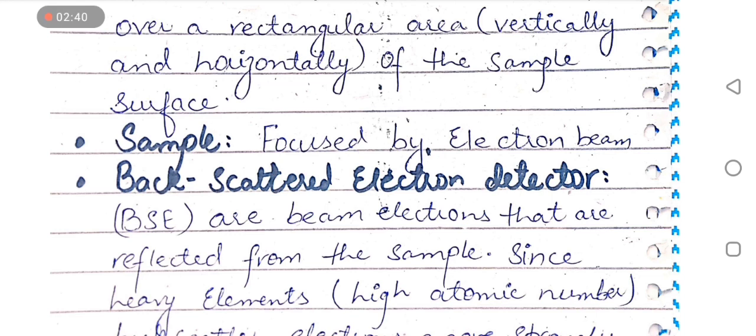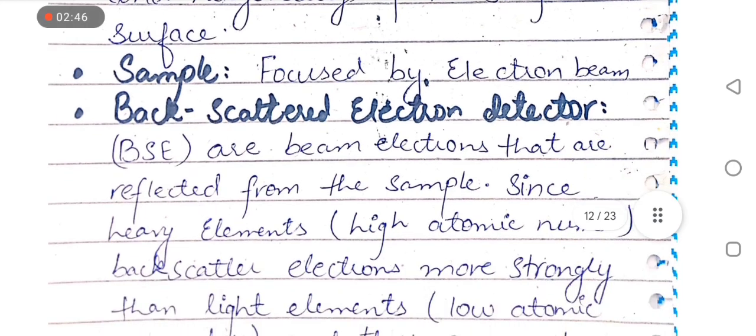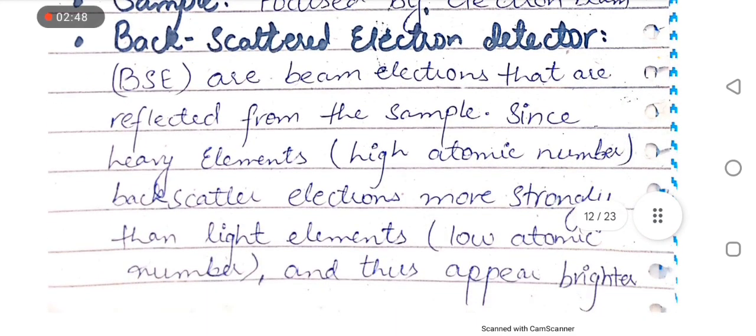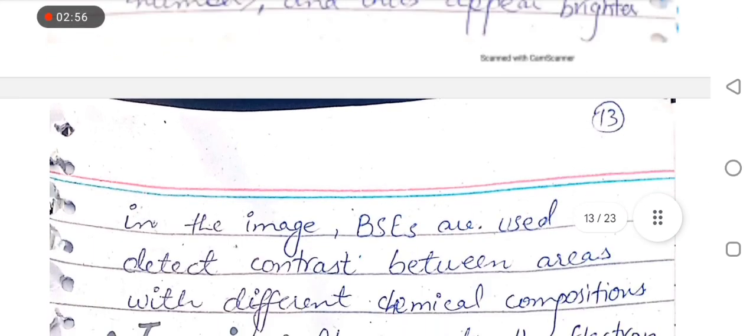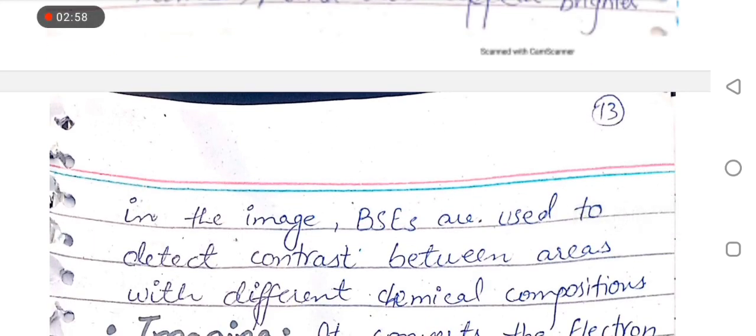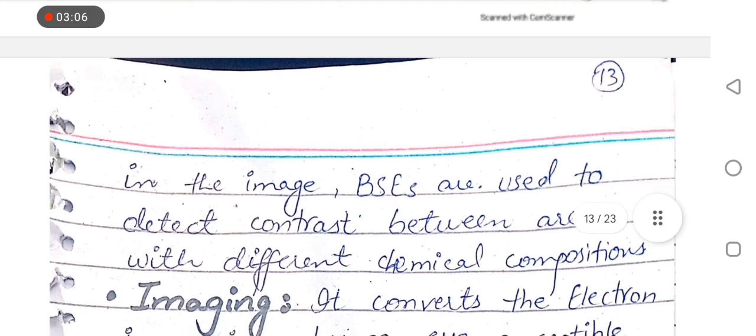Backscattered electron detector: BSE are beam electrons that are reflected from the sample. Since heavy elements, with high atomic numbers, backscatter electrons more strongly than light elements, with low atomic numbers, they appear brighter in the image. Backscatter electron detectors are used to detect contrast between areas with different chemical compositions.